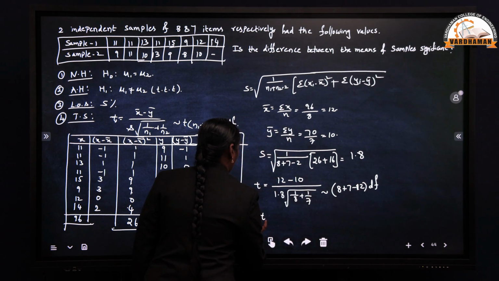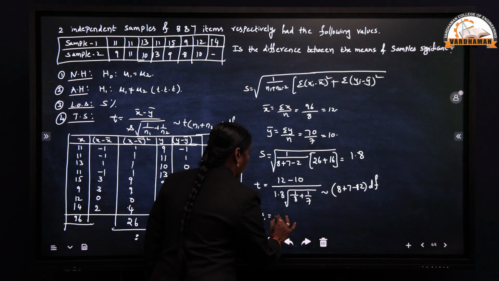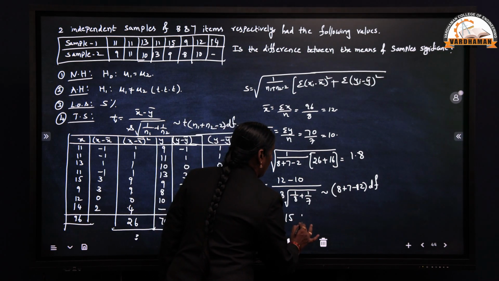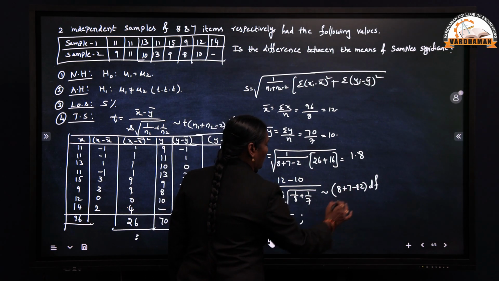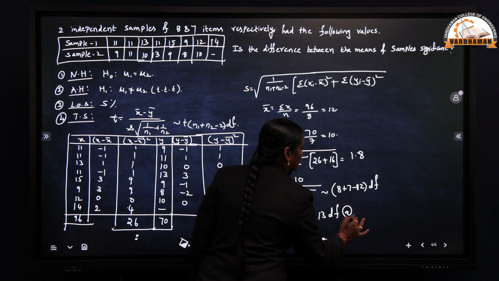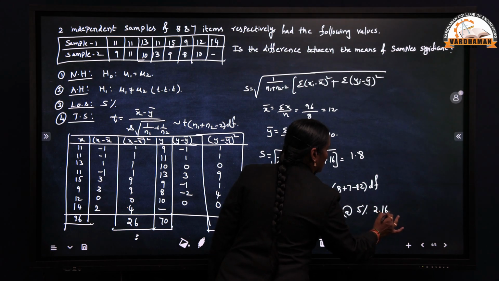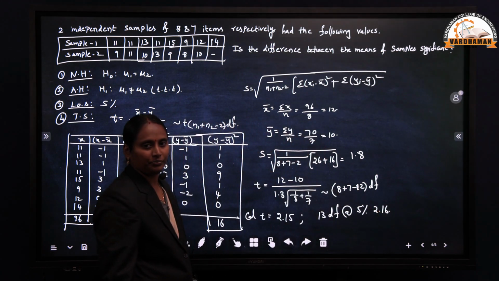So we are going to find the calculated value of T. The calculated T is 2.15. Now 15 minus 2, we have to follow 13 DF at 5% level of significance. The table value will be 2.16.